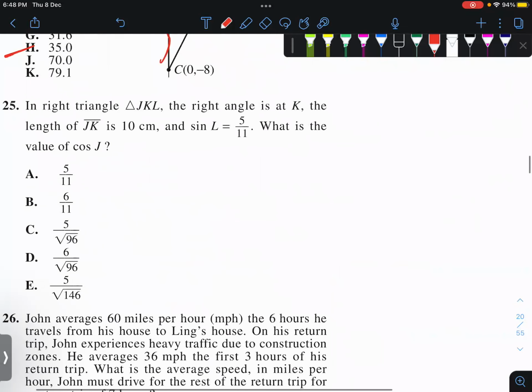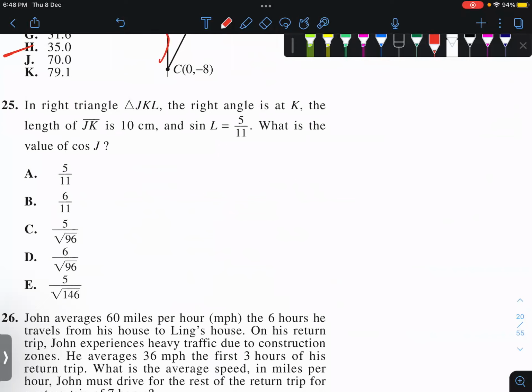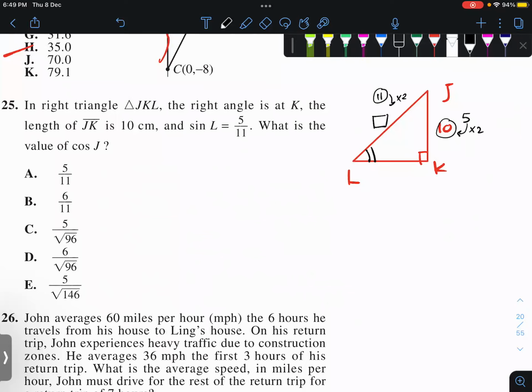Next question. The right triangle, the right angle is at K. We can draw a quick triangle. The right angle is at K, and here J and L. JK is 10 centimeters and sine L is equal to 5 over 11. Sine L is equal to 5 over 11, so the opposite side must be 5 and the hypotenuse must be 11. We have another number here because the 5 becomes 10, so we multiply by 2. So 11 times 2 is 22.